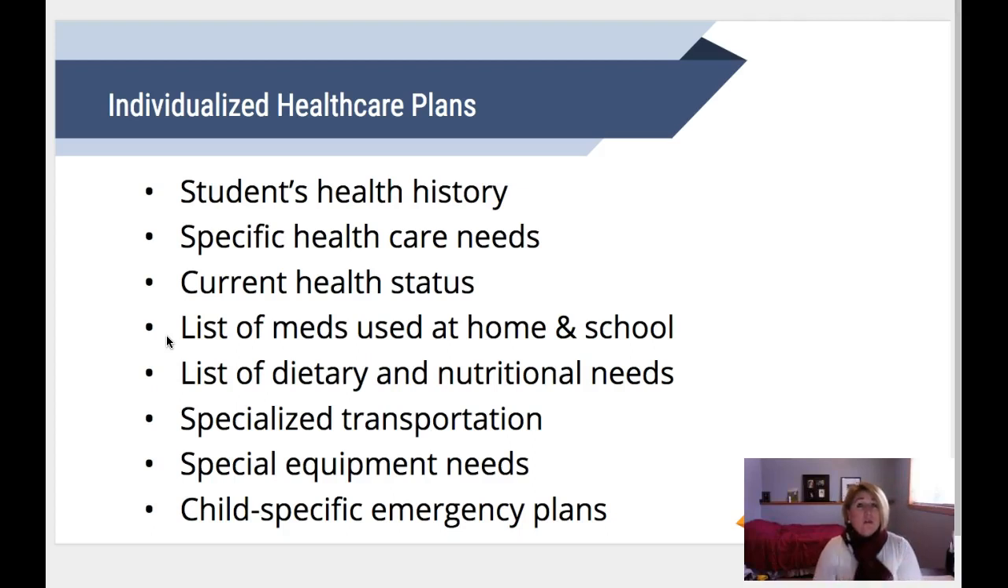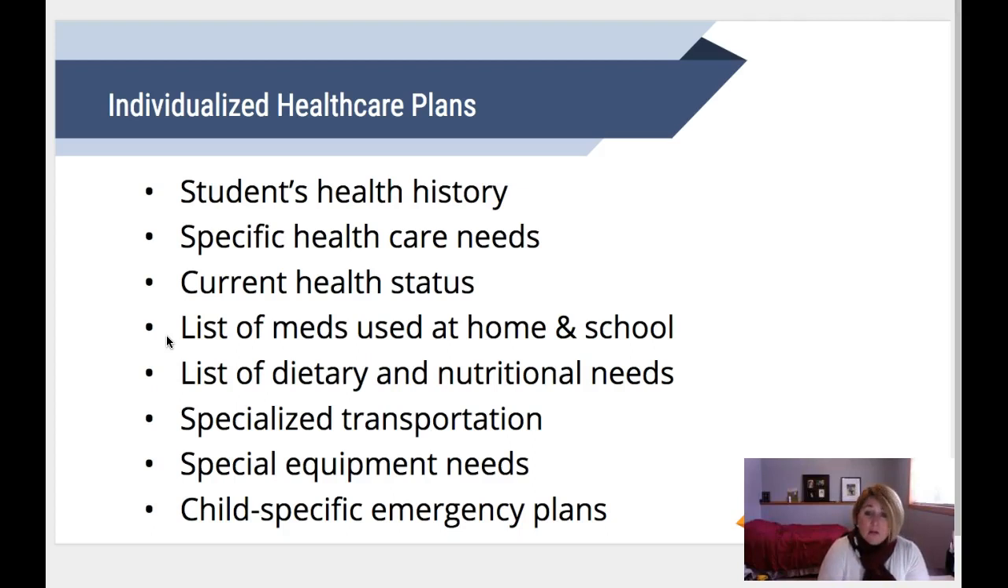Or it could be the inverse. You could have someone who's perhaps diabetic and they're having a lot of challenges with insulin spikes because they're going through some growth spurts. Lists of medications used at home and at school, that's very important. If someone should ever become unable to share that information, or they're just too young to have that ability to share it, you need to know it, because you're going to be communicating that.